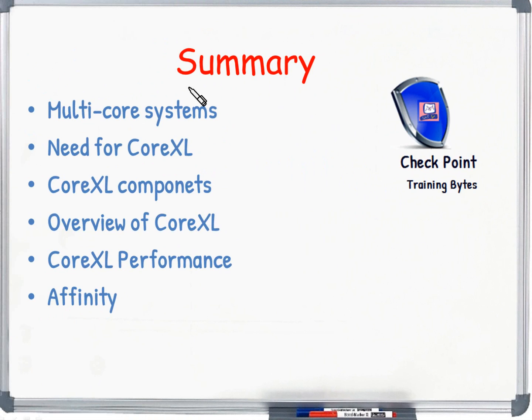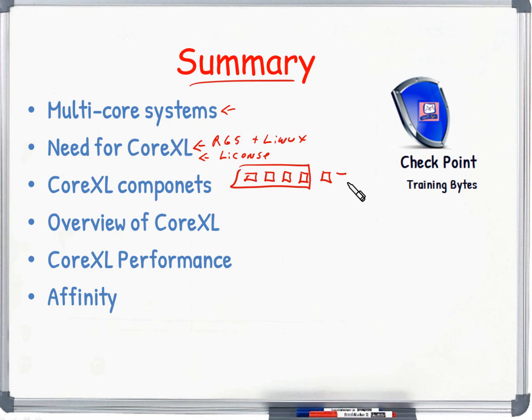And so let's recap this module. First, we talked about multi-cores. Multi-cores was a way to get more processing because of the limitations on physical hardware. And then we talked about the need for CoreXL. We talked about how R65 originally introduced CoreXL plus the Linux kernel to be able to run CoreXL. And then you needed to purchase CoreXL, so you need a license to unlock the cores. If I have 8 cores and I only purchase CoreXL for 4 cores, I can only use 4 cores.